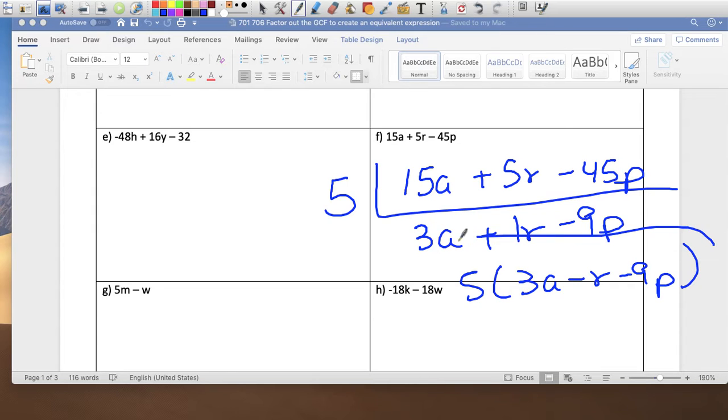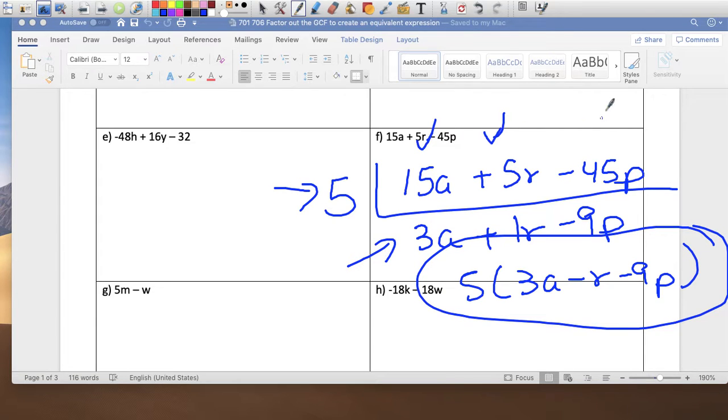This is your answer, by the way. Not this. This is not your answer. It's just a method that you're using to find out your answer. But your answer should be written in this manner.